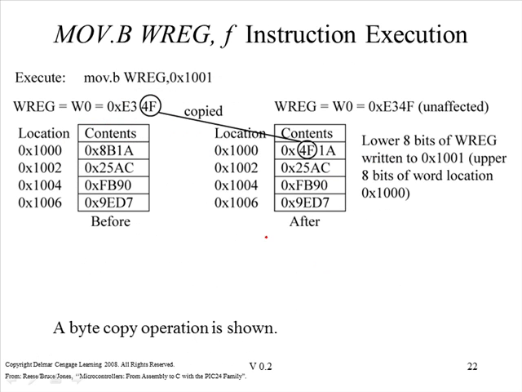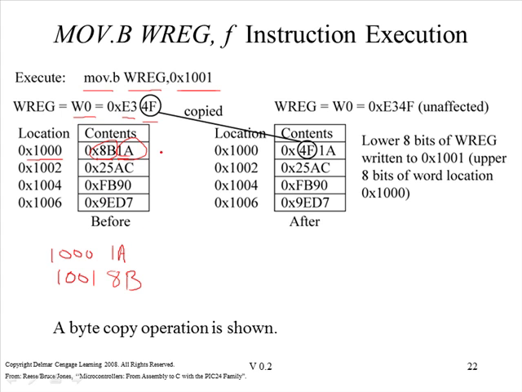Here's an example of a byte version of this instruction. We're going to do move.byte working register to location 1001. The working register, which is W0, contains E34F. Memory location 1000 contains 8B1A. Recall that when we view multi-byte values in memory, location 1000 is going to contain the least significant byte. So if I view this as 8 bits wide, it is going to contain 1A, while location 1001 will contain the most significant byte, so it will contain an 8B.